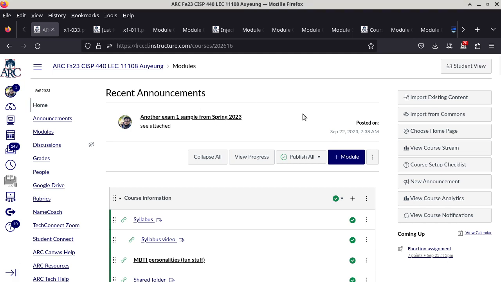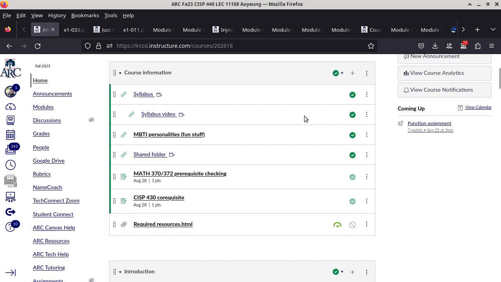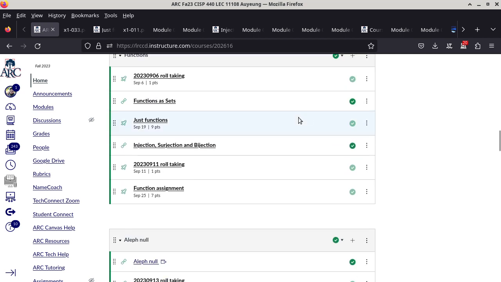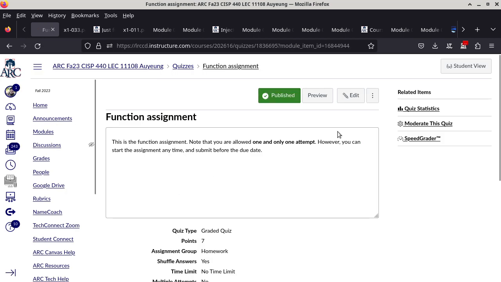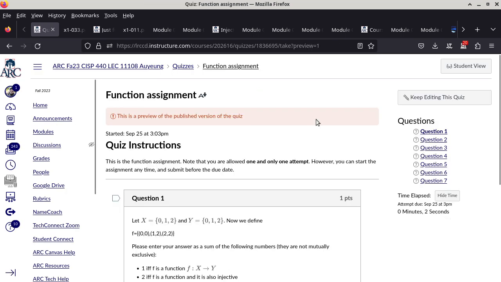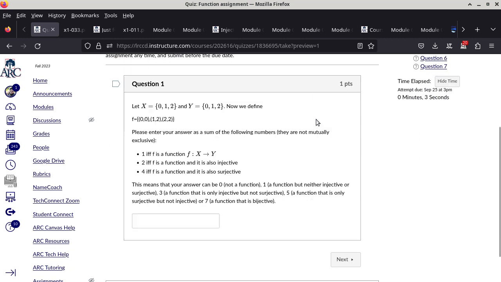All right, so first thing first, I want to talk about the solution of the homework assignment, because I think more than one person wonders about the correct answers to that one. So we'll go ahead and talk about the function assignment. And I'll go into preview mode. So this is going to be about the same as what you see.